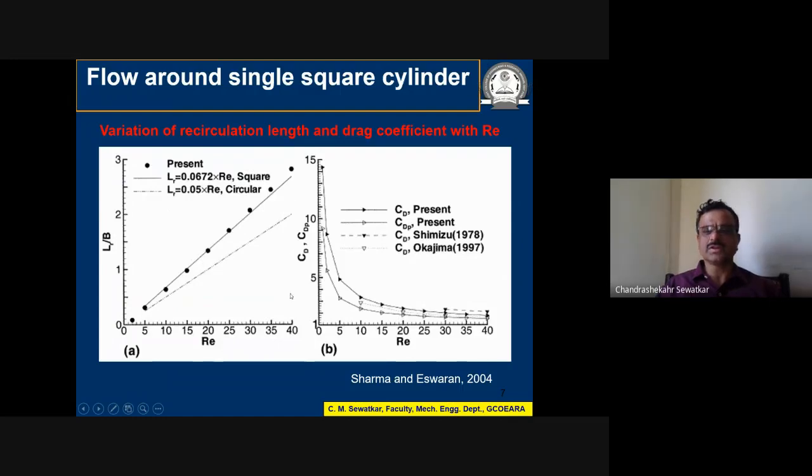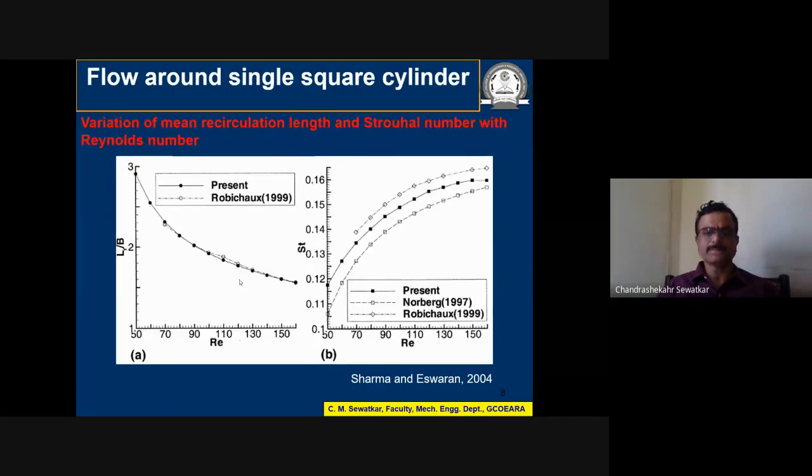So this recirculation length goes on increasing. The result is compared with that of the literature also, and a similar increase in the recirculation length is observed even for a circular cylinder. Here are the results, variation of mean recirculation length and Strouhal number with the Reynolds number. So recirculation length for other Reynolds numbers is also given. The region in which the recirculation occurs keeps on decreasing with increasing Reynolds number beyond 50.